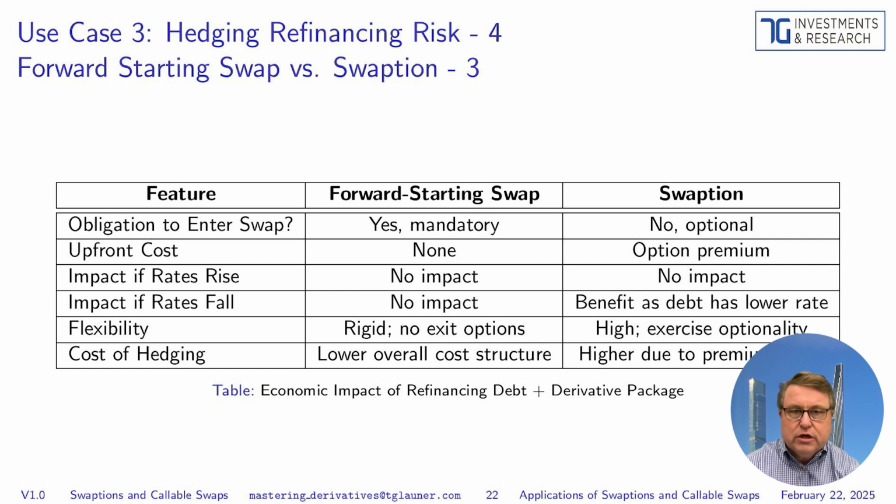In terms of flexibility, a forward-starting swap is rigid. Once signed, there's no exit option. The swaption, on the other hand, provides maximum flexibility. The company only exercises if it's beneficial.